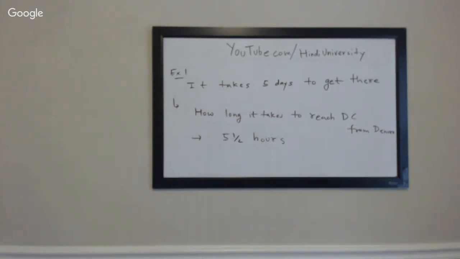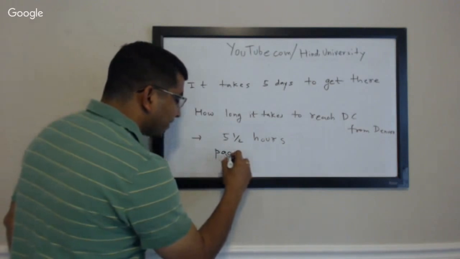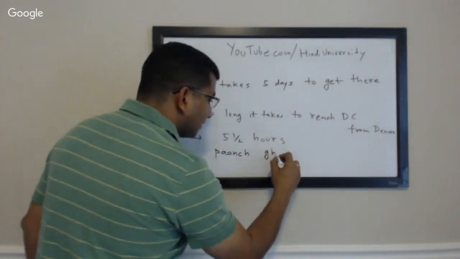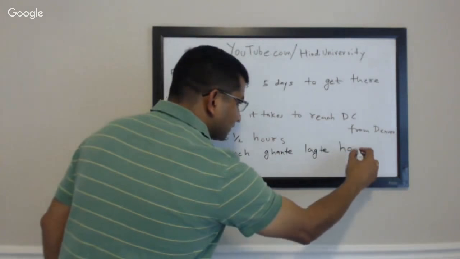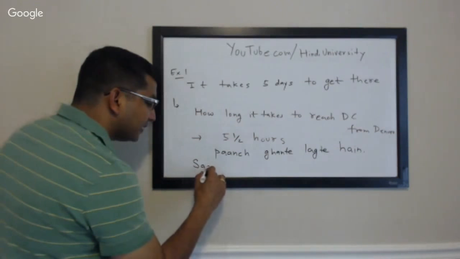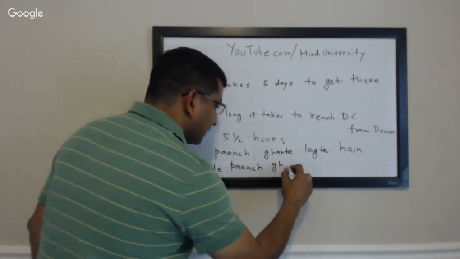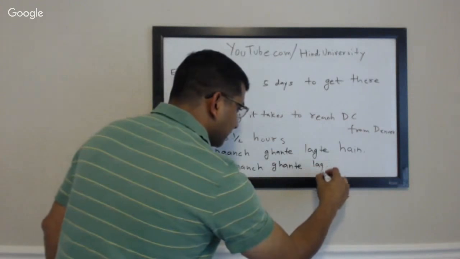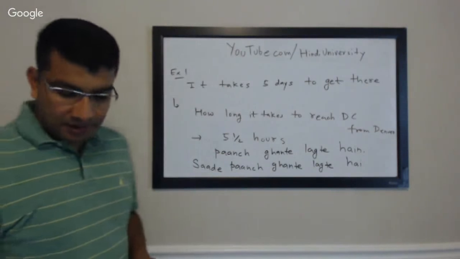So now the question is, how do you say, okay, "5 hours lagte hain"? Okay, so you can say 5 ghante. Either you can say 5 ghante lagte hain, if it takes 5 hours. Or you can say 5.5. If it is 5.5 hours, it will be 5.5 ghante लगते हैं.